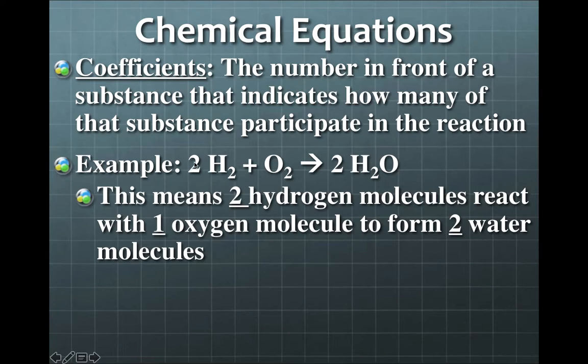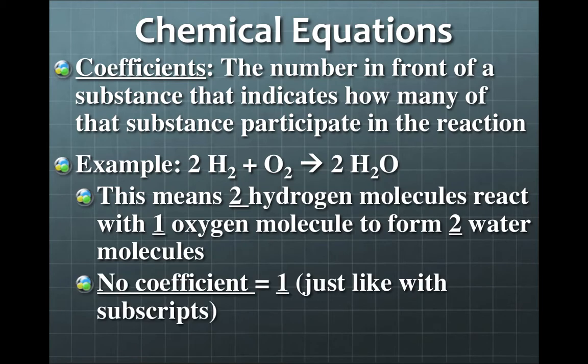I have 4, because if you notice, each hydrogen molecule has 2 atoms in it, and I have 2 of them. So 2 times 2, I have 4. If you look on the other side of the equation, I also have 4. I have 2 water molecules. Each water molecule has 2 hydrogens, so 2 times 2 is 4. Okay, that's going to be important later in this chapter when we do what's called balancing the equation.